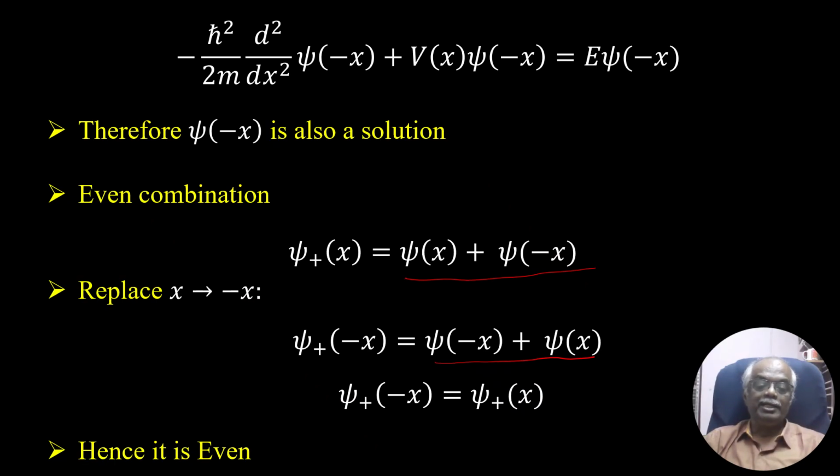The right-hand sides of both equations are equal. That means the left-hand sides are also equal. On the left-hand side you have ψ₊(−x), which is equal to ψ₊(x). Hence it is even. This wave function is even.